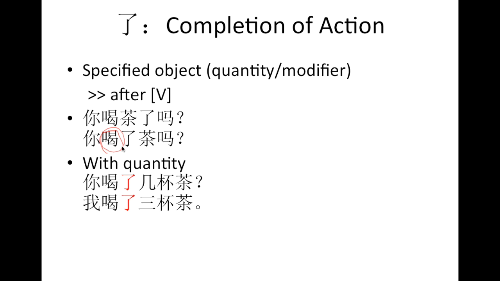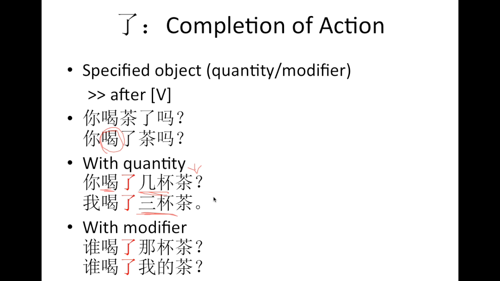Now with quantity, 你喝了几杯茶? 我喝了3杯茶. Now you have the quantity, 几杯 and 3杯. In this case, you can only put le after the verb instead of the end of a sentence.